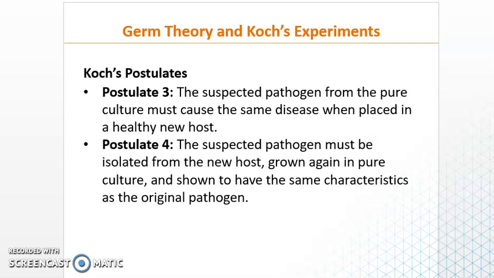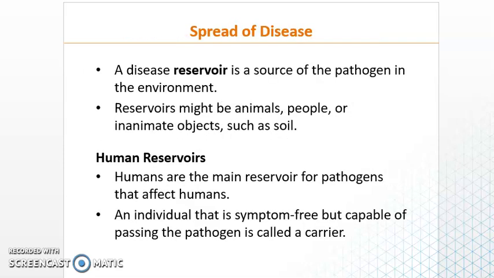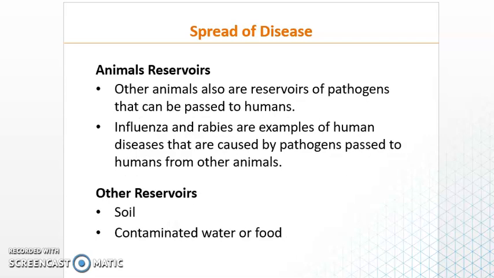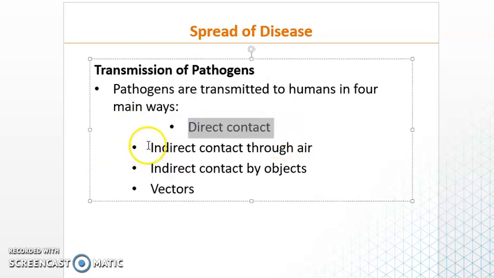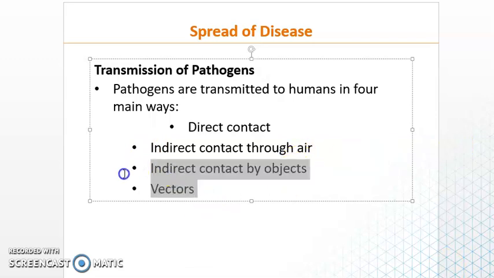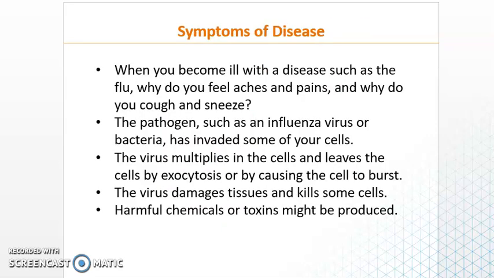a specific disease. Then we said for each pathogen to spread, it needs a reservoir and a way of spread. The reservoir can be human, animal, or even other reservoirs, and the transmission or the spread can happen by direct contact, indirect contact, through air or through objects, or by a vector. Now we will talk about the symptoms of diseases.